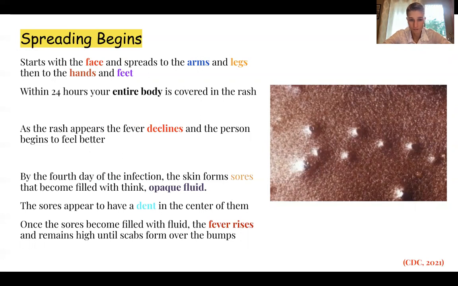However, by the 4th day of the infection, that rash begins to form sores, and those sores begin to fill with fluid. And the sores, as you can see in this picture, have a little dent in them. And that's a way that they can tell it's smallpox. And then the sores become filled with fluids. The fever begins to rise once again, and it remains high until the scabs form over.